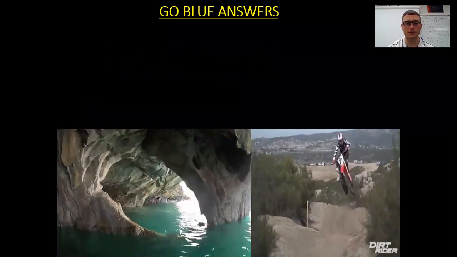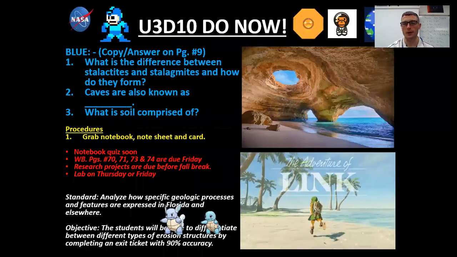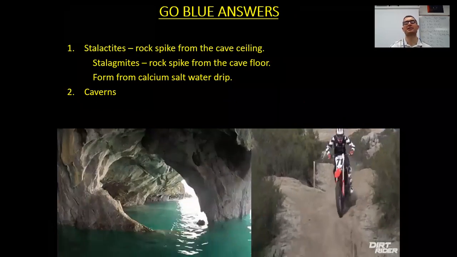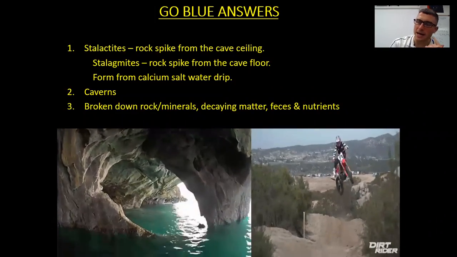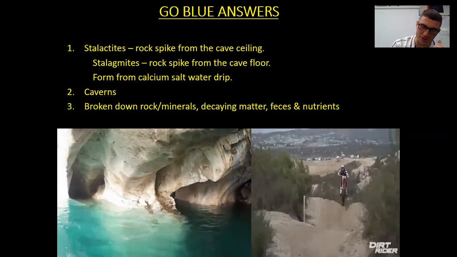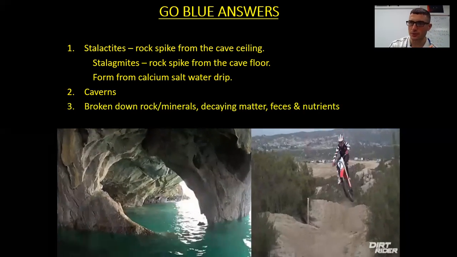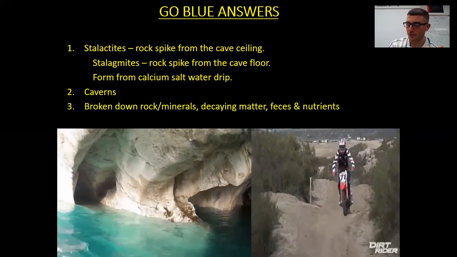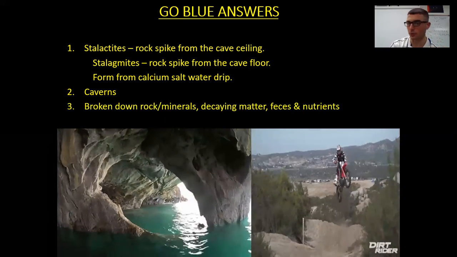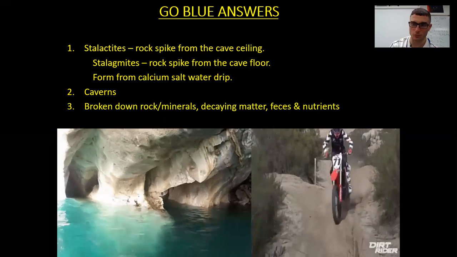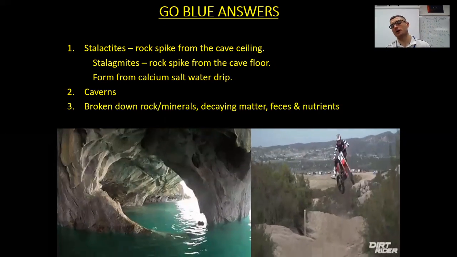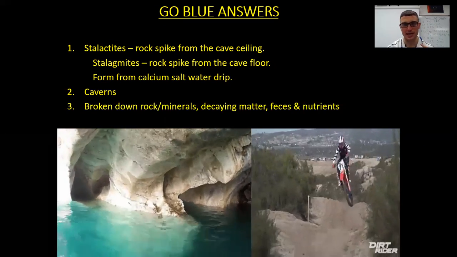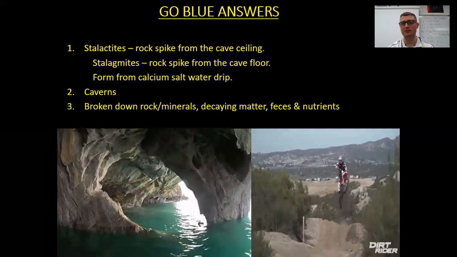And then number three, what is soil comprised of? Well, this is new to us, but we do need to know it. Soil is basically powdered up rock and minerals, powdered up waste material like feces, from bugs, from animals, from worms, this and that. But also a lot of dead stuff. So dead bugs, dead animal matter, dead plant matter, like dead leaves.